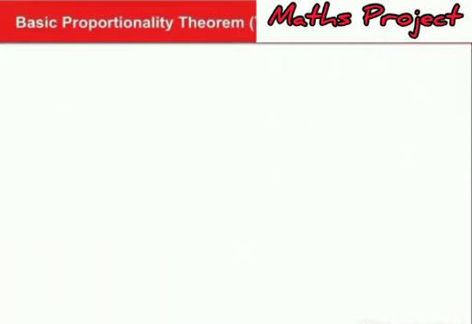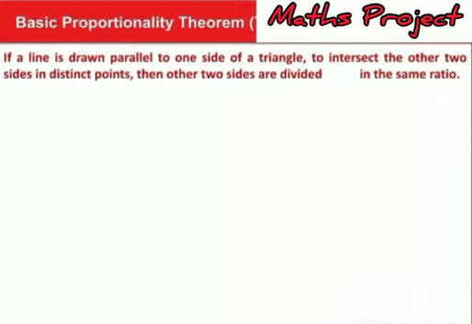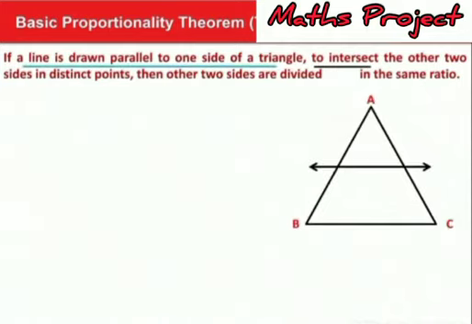So, let us now start the concept of the basic proportionality theorem, which was given by the mathematician named Thales, and it is also known as Thales theorem. Its statement is like this: if a line is drawn parallel to one side of a triangle to intersect the other two sides in distinct points, then the other two sides are divided in the same ratio.